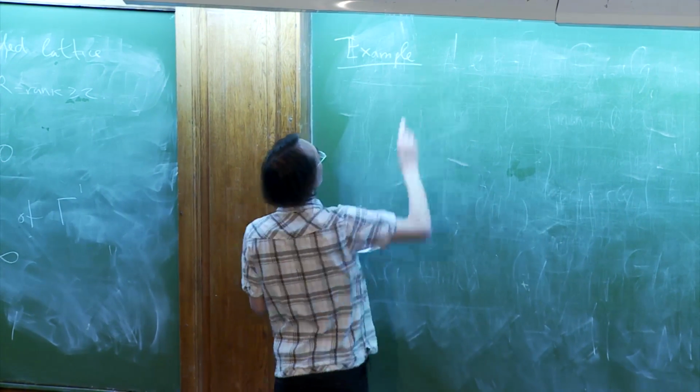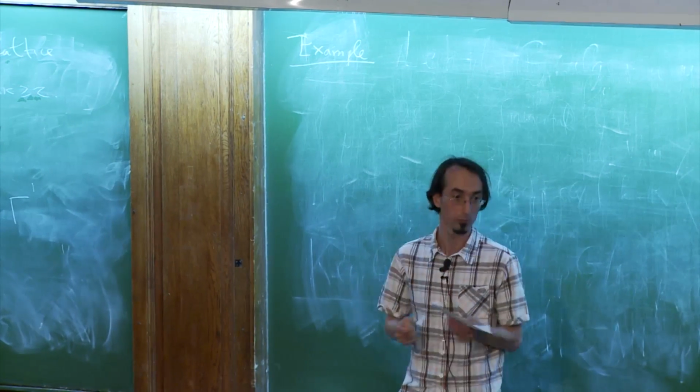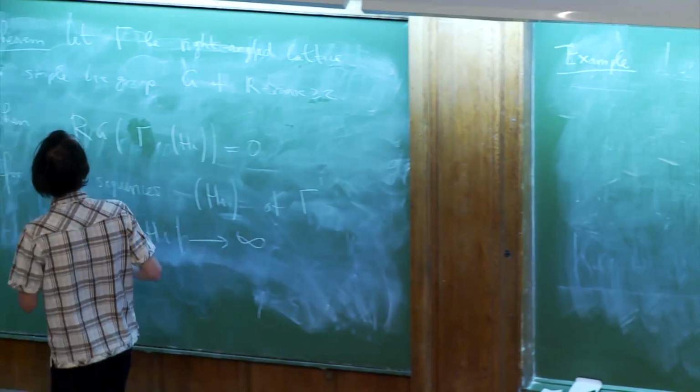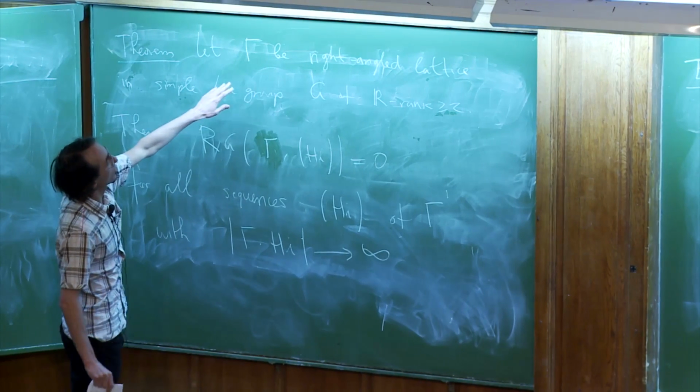So the main purpose of my talk is actually to give an example. So no such examples were known before, as far as we know. So it was not known for a single cocompact lattice.